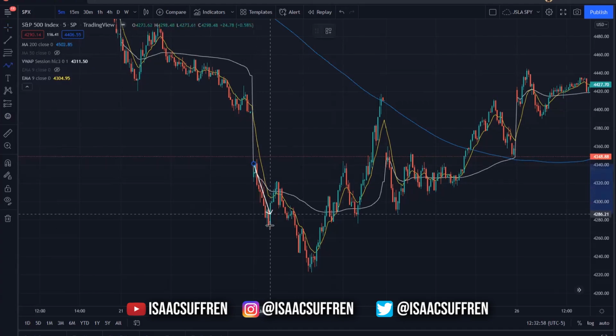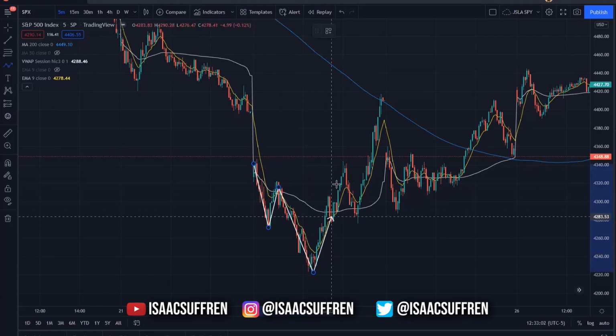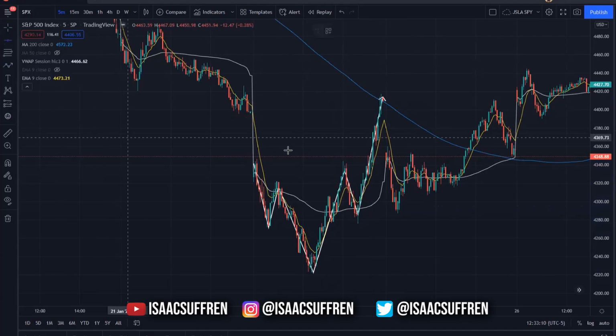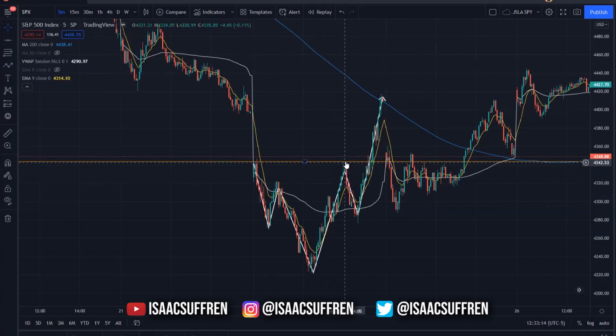As you can see, we have the left shoulder, the head, the right shoulder, and then we get a move up. And obviously the neckline is not going to be even like you saw on the other pattern, but as you can see, we take our entry above the neckline and then we get all this movement to the upside. This is literally a perfect example of an inverse head and shoulders, as you can see.